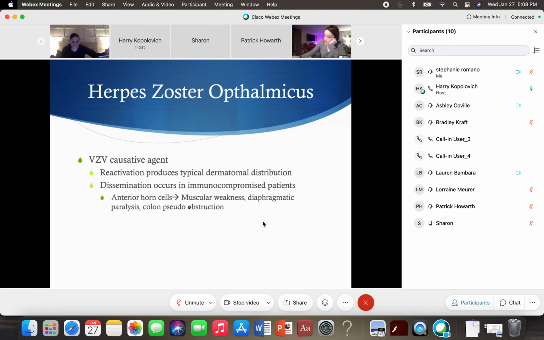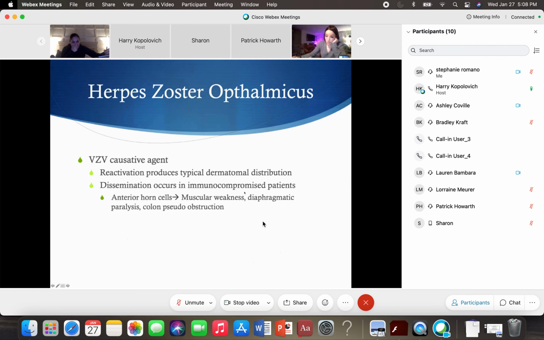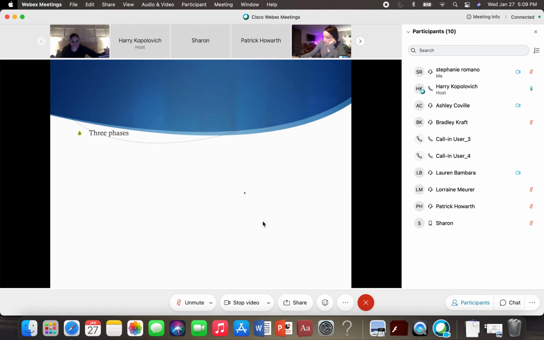Specifically, if it attacks the anterior horn cells of the spinal cord, you can get muscular weakness similar to MS, leading to diaphragmatic paralysis, colonic pseudo-obstruction, and if it happens in the posterior aspect of the spinal cord, you can get a Guillain-Barré-like syndrome, which is that ascending paralysis, as well as a transverse myelitis.